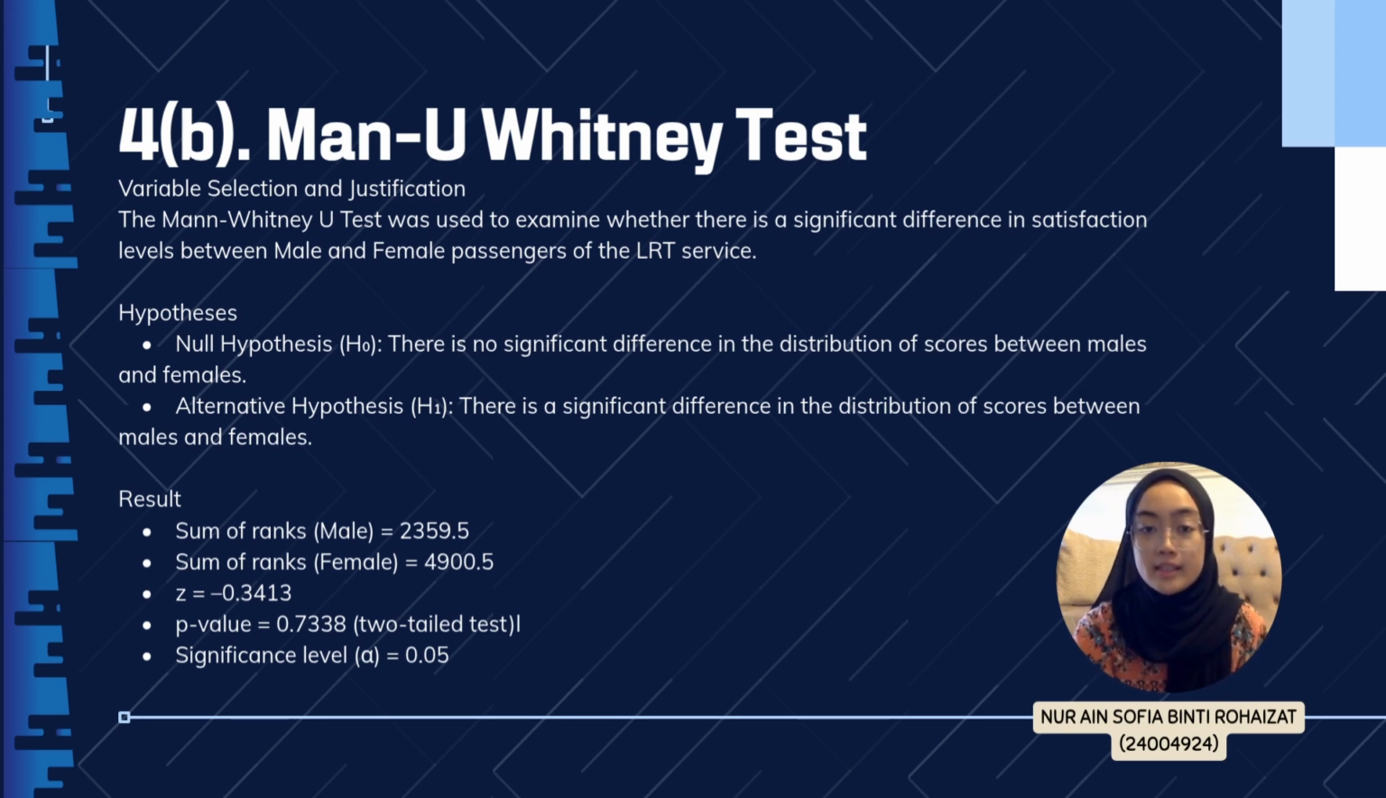And for the hypotheses, the first one is the null hypothesis. There is no significant difference in the distribution of satisfaction scores between males and females. And the second one is the alternative hypothesis. There is a significant difference in the distribution of satisfaction scores between males and females. And this is the result.